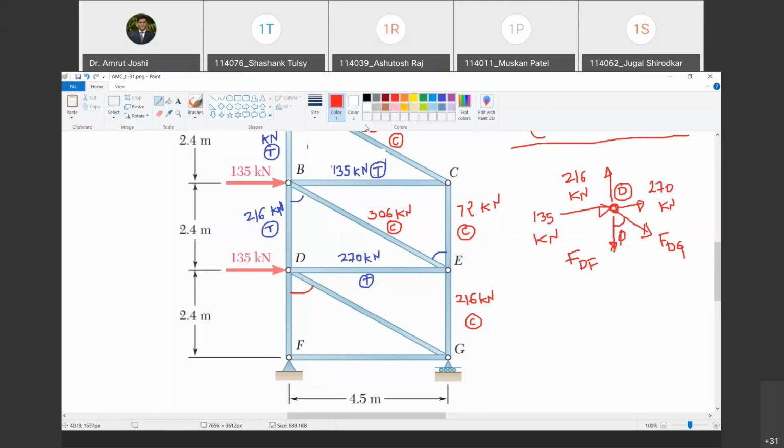Happy? Yes, sir. Now, again, you have two unknowns here. Which unknowns? You have FDF and FDG as unknowns. So if I take summation Fy equal to 0, FDF and FDG both are going to have components. So there is no use of taking summation Fy equal to 0 first. First, we should start with summation Fx equal to 0 in this case. Happy? Yes, sir.